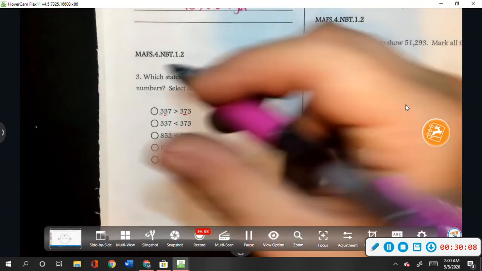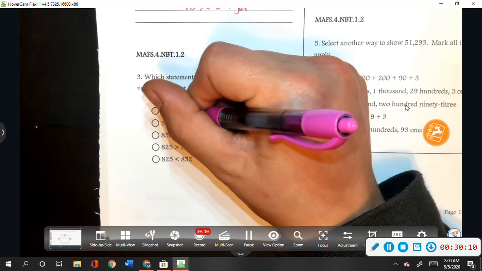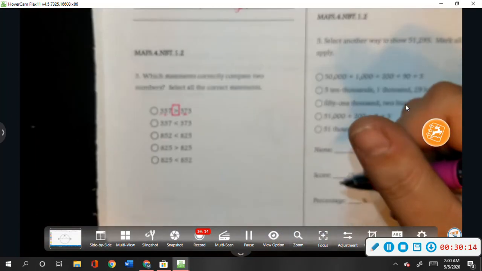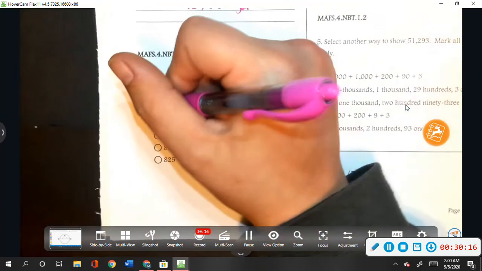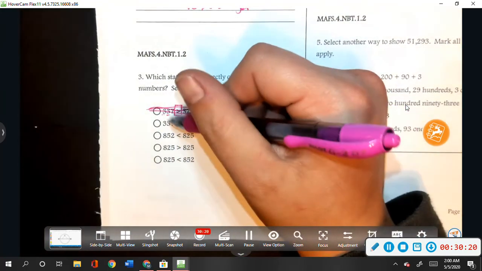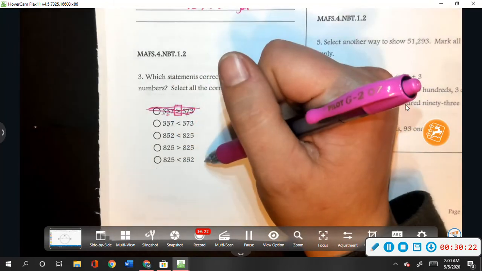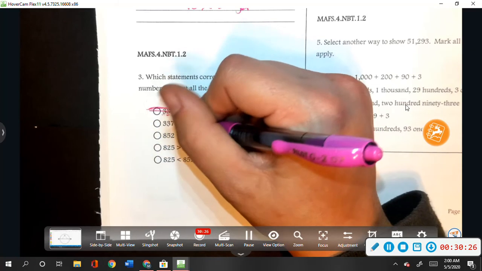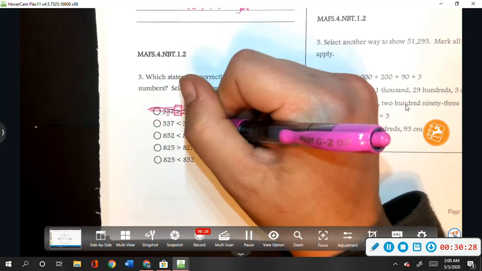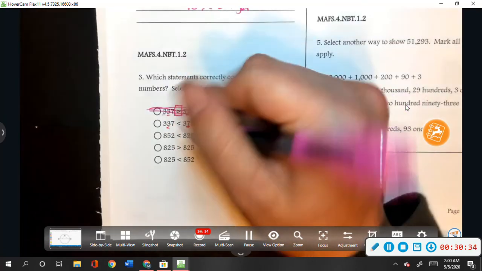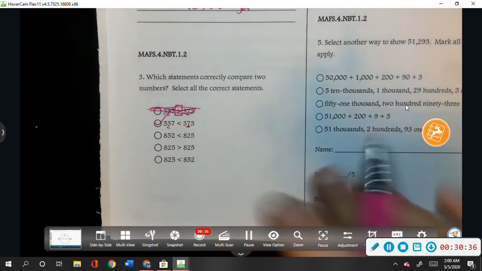70 is bigger than 30, so the alligator always eats what? The bigger number. Is he eating the bigger number? No. He doesn't want that, so we're going to cross that off. And you're going to keep going using that same strategy. So we have 3 and 3 is the same. We're different here. So the 373 is going to be larger. Our alligator is eating the big number, so that's going to be correct.